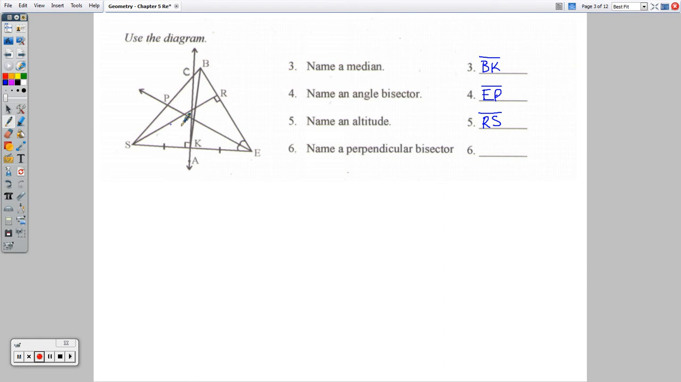And name a perpendicular bisector. So we're looking for perpendicular measurements, but it has to cut the segment of the triangle in half. So this one is perpendicular, but it doesn't bisect. BR is not congruent to RE. However, down here, SK is congruent to KE. And then line AC right here is actually going to be perpendicular as well. So you could say CA, or you could say CK. I would accept either one of those here. And again, you can switch the order of those letters. So you could say AC, and you could say KC.